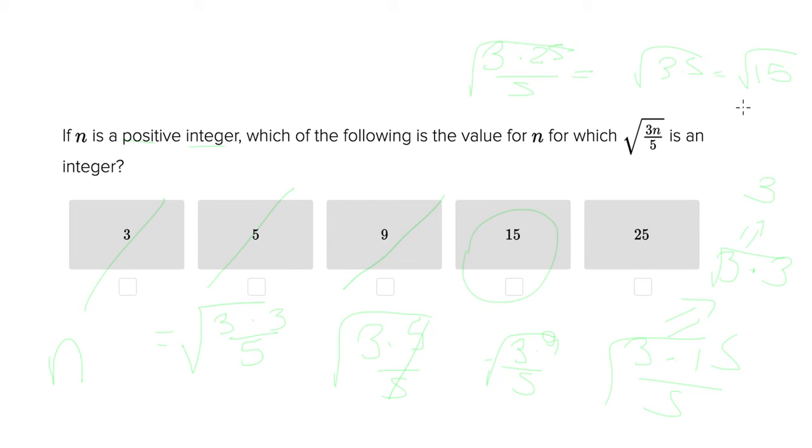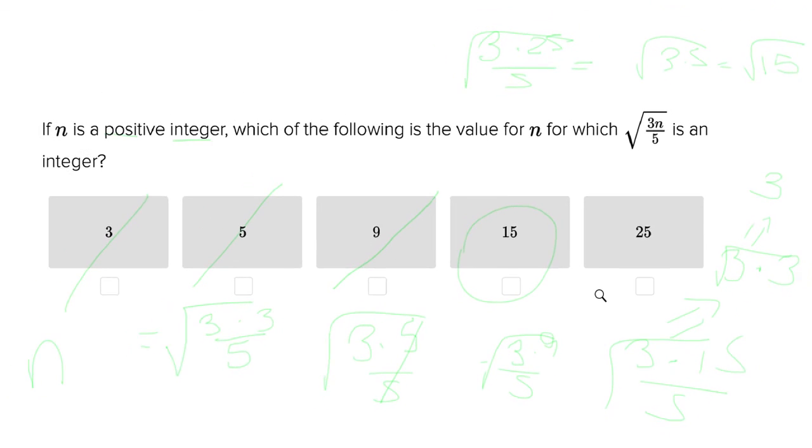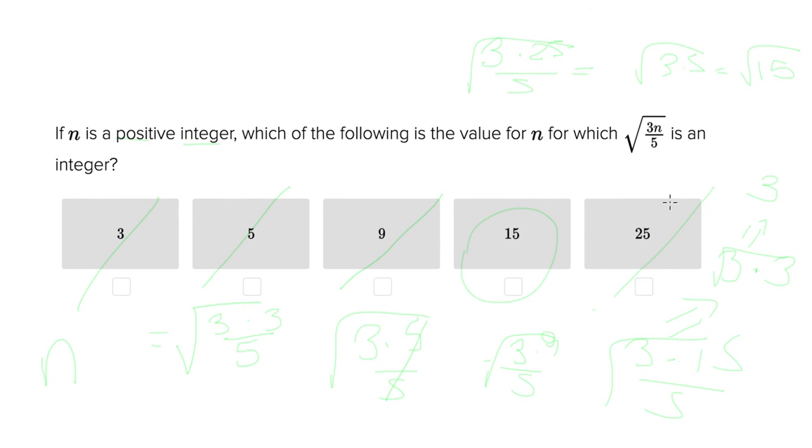This wouldn't work because 3 times 3 is 9, and 4 times 4 is 16. So 3 and 4 are the bounds to the positive integers that you can have, and 15 is in between them. So we can go ahead and cross this last option out too. So the answer is 15.